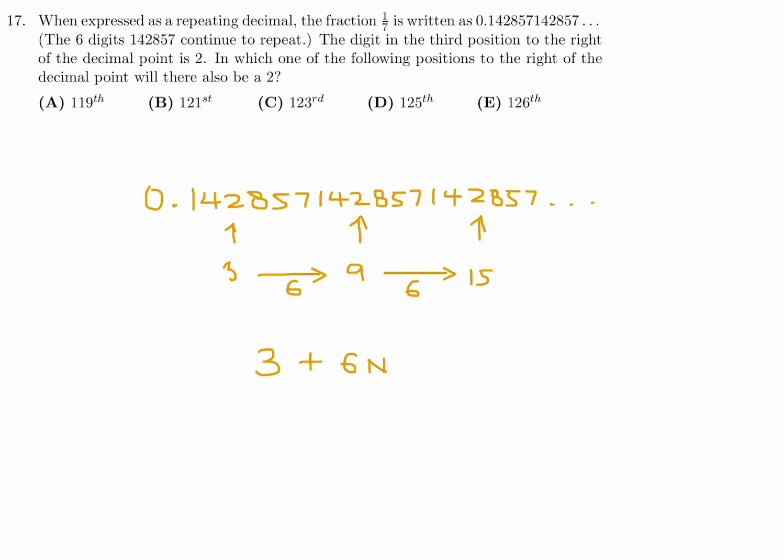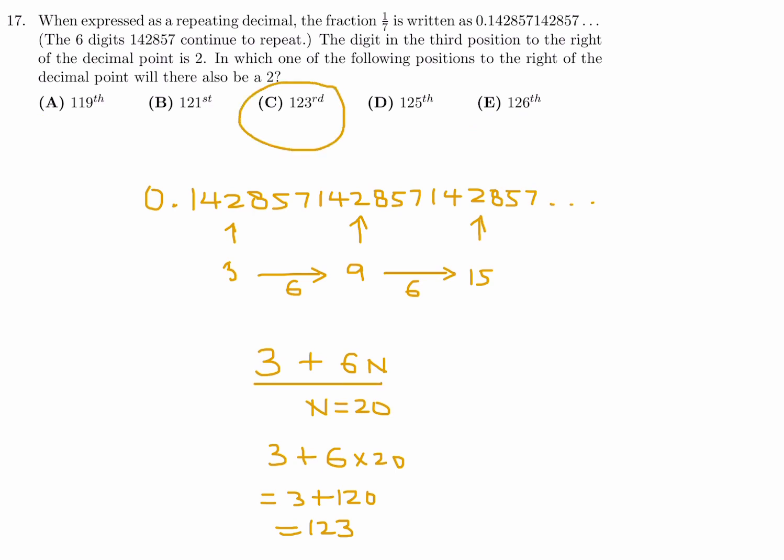So we have to now figure out which one of those numbers is in this form. And you can just do that in your head or in a calculator. When n equals 20, for example, this becomes 3 plus 6 times 20, and that is 3 plus 120, which is 123. So the only one in this list that is of this form is the 123, which is choice C for number 17.